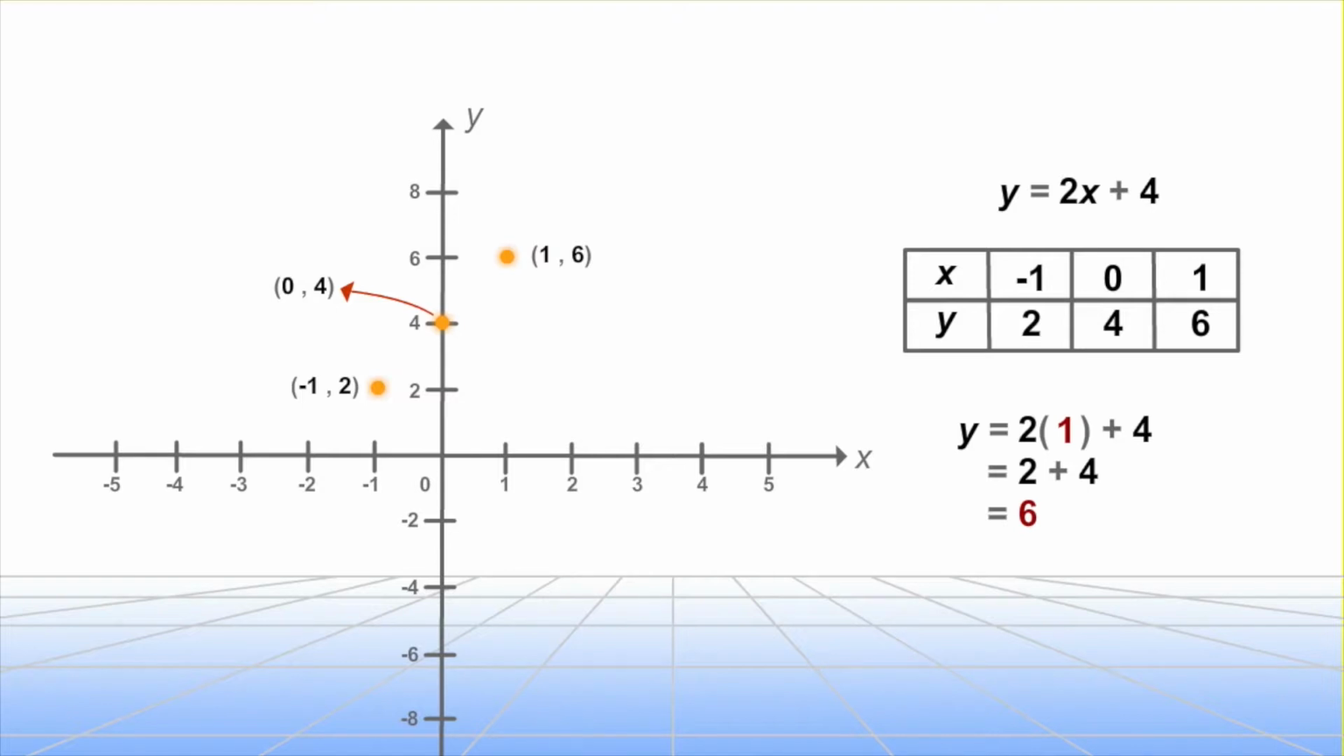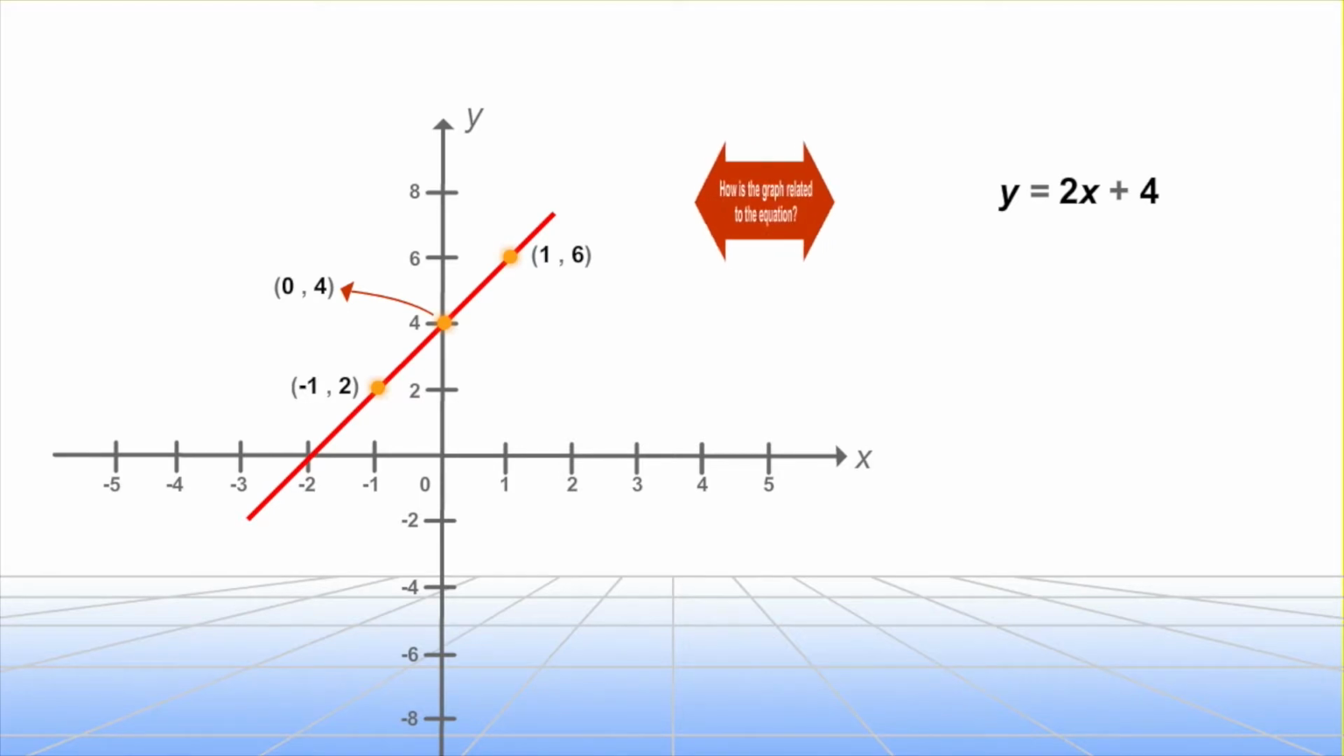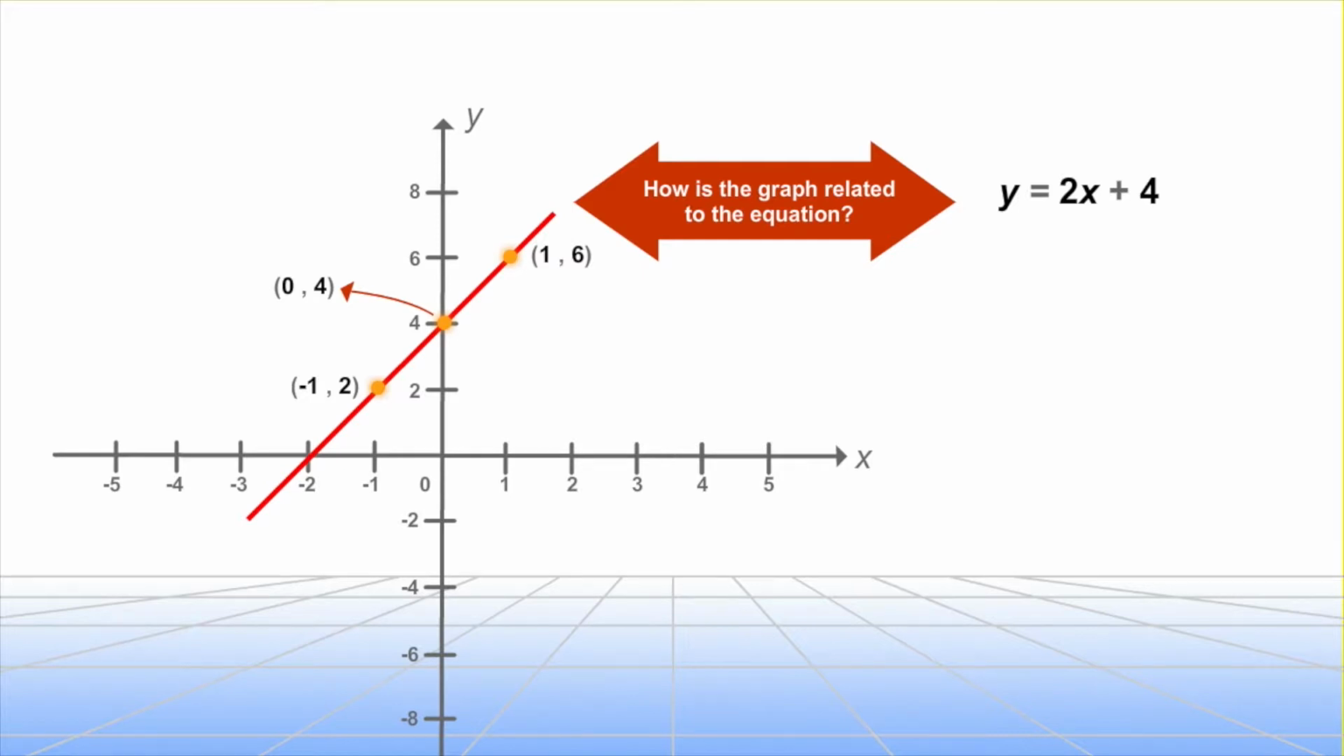Now that we have plotted all the 3 points, we can draw a straight line that passes through all the 3 points. This straight line represents the equation y equals 2x plus 4. Now, let us see how the graph and the equation of the line y equals 2x plus 4 are related. In particular, how are the values of 2 and 4 related to the graph?